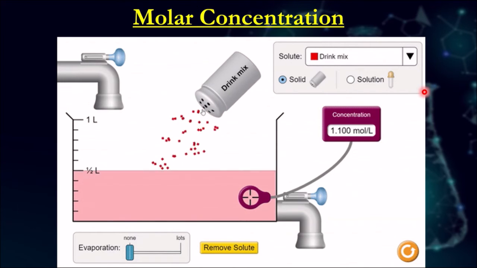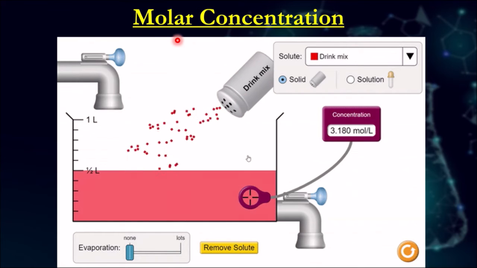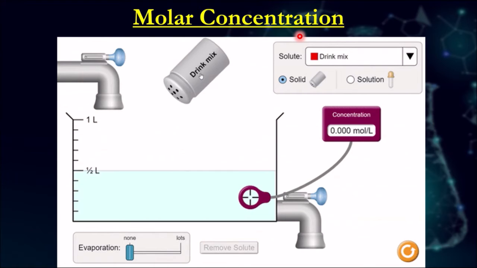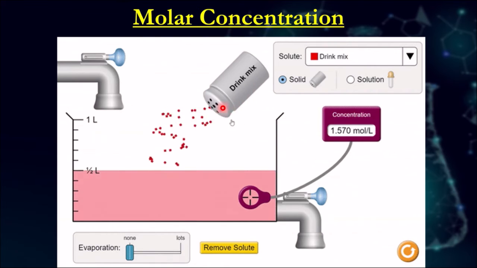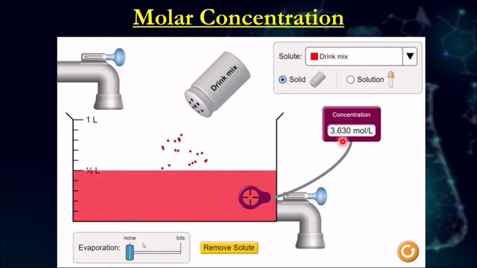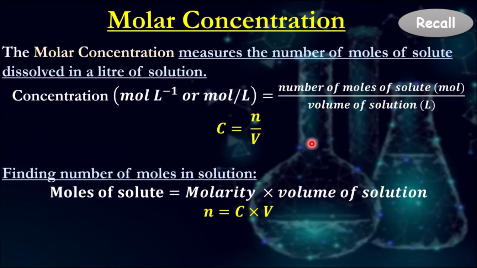In our previous lesson, we actually talked about what is molar concentration. Remember, molar stands for the number of moles. Concentration stands for how many moles there is within a liter of solution. As we can see, a solution is a mixture of the solute and the solvent, and we're measuring in moles per liter. We previously stated that molar concentration measures the number of moles of solute dissolved in a liter of solution. To find the molar concentration, it's the number of moles divided by volume.